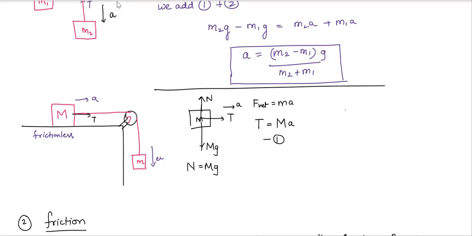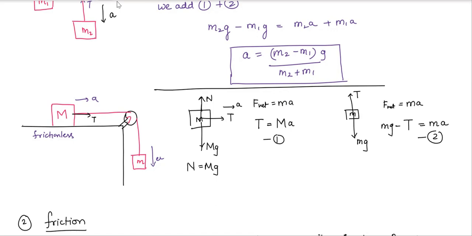Similarly, if I do it for the smaller mass m, there is a weight mg in the downward direction and the tension is upward. Now you can see there are no horizontal forces. If I do net force equals mass times acceleration for this, since it is moving downward, net force will be mg minus tension equals mass times acceleration. This will be equation 2.